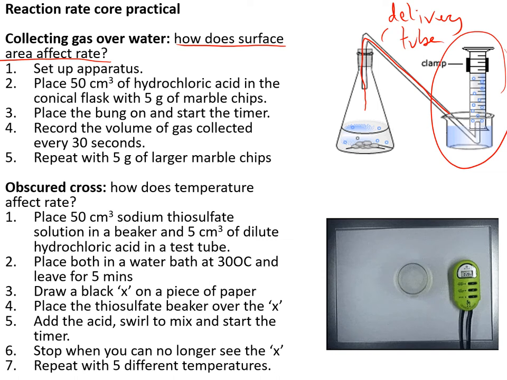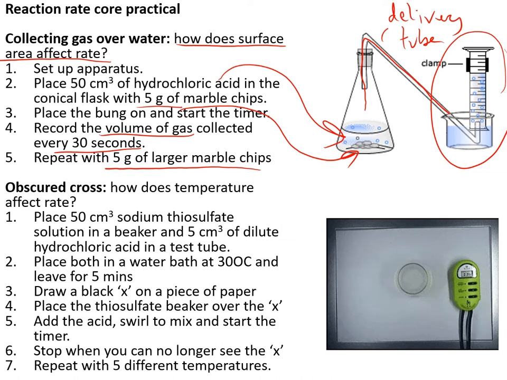In the conical flask, we've got 50 centimeters cubed of hydrochloric acid and 5 grams of marble chips, and we place them in there, put the bung on so everything's sealed, and we start the timer and record the volume of gas every 30 seconds until it stops reacting. Then we repeat that with 5 grams of large marble chips, and we can also repeat it with 5 grams of powder, again recording how much gas is collected every 30 seconds. What we found was that the smaller the marble chips, the faster the reaction went, because you had a bigger surface area, so there were more collisions and more reactions.